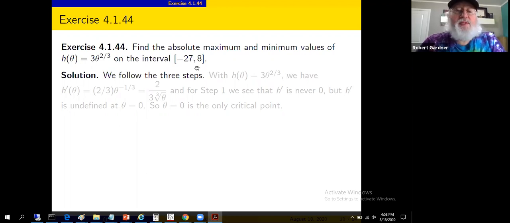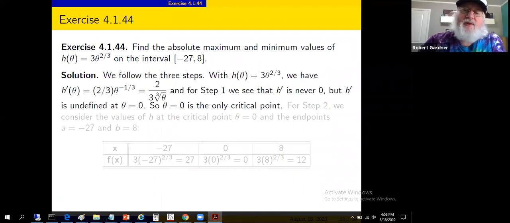So let's apply the 3 steps. It will have an absolute maximum and minimum. It's a continuous function on a closed and bounded interval. Extreme value theorem said so. So the 3 steps, we'll take a derivative, piece of cake, bring the exponent down, subtract 1 from the exponent, produces this.